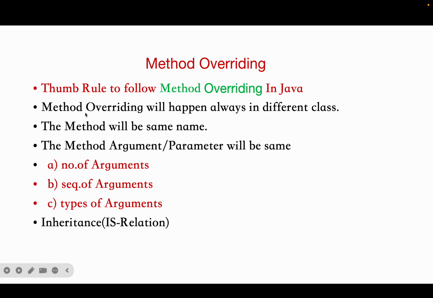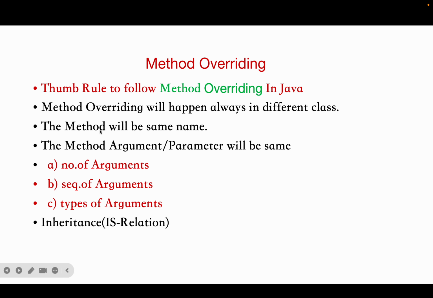But if you would like to know about method overriding, as I mentioned, method overriding will always happen in a different class. It cannot happen in the same class. Keep in mind, method overriding is always performed in a different class, with a parent-child relationship. I will explain with the code, then you will come to know very easily.